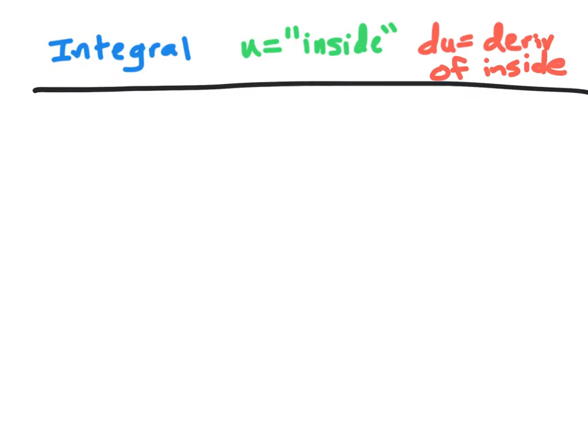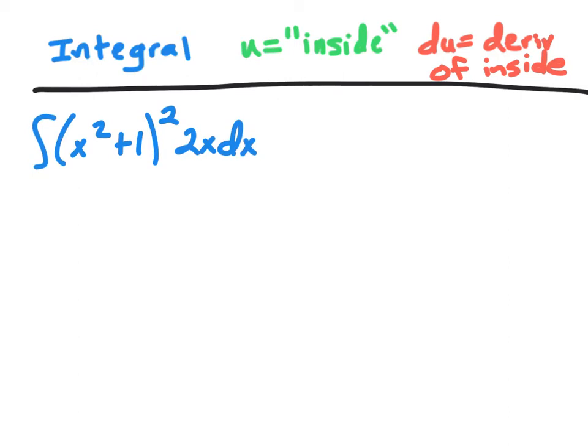So if I start off with a chart, the first column is going to be an integral. Then I'm going to determine what is the inside function and make that my u. And then I'm going to take the derivative of the inside to calculate du. So let's start with the integral of (x squared plus 1), quantity squared, 2x dx. So my inside function here is x squared plus 1 because all of that is being raised to the power of 2. So I'm going to let u equal x squared plus 1.